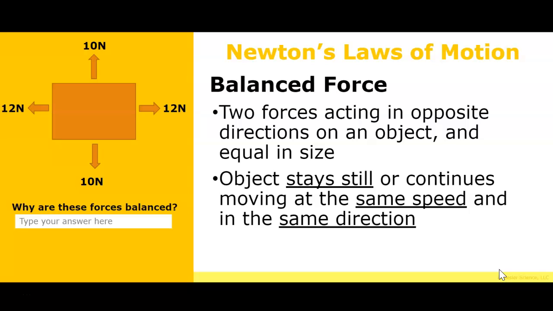A balanced force is when there's two forces acting in opposite directions on an object and they're equal in size. As you see here, there's 10 newtons down, 10 newtons up, 12 newtons to the left, 12 newtons to the right. And because those forces are balanced, that object will stay still or it will continue moving at the same speed and in the same direction. This particular one will stay still because the forces acting on it are equal and in opposite directions.